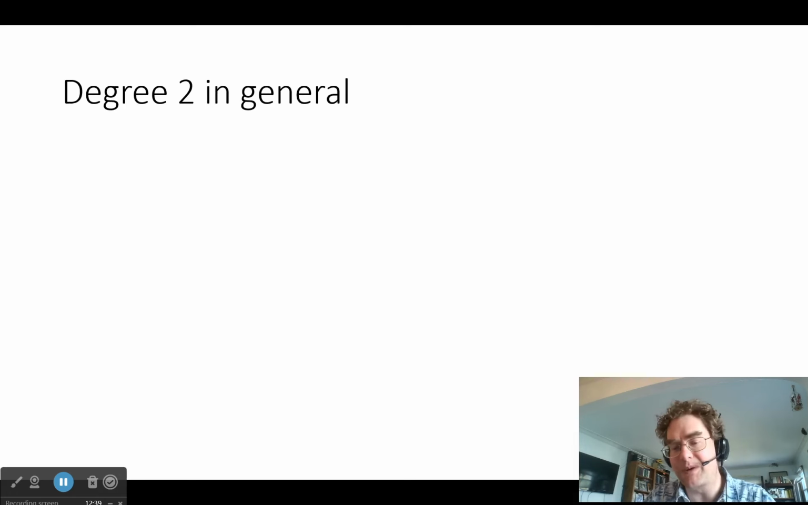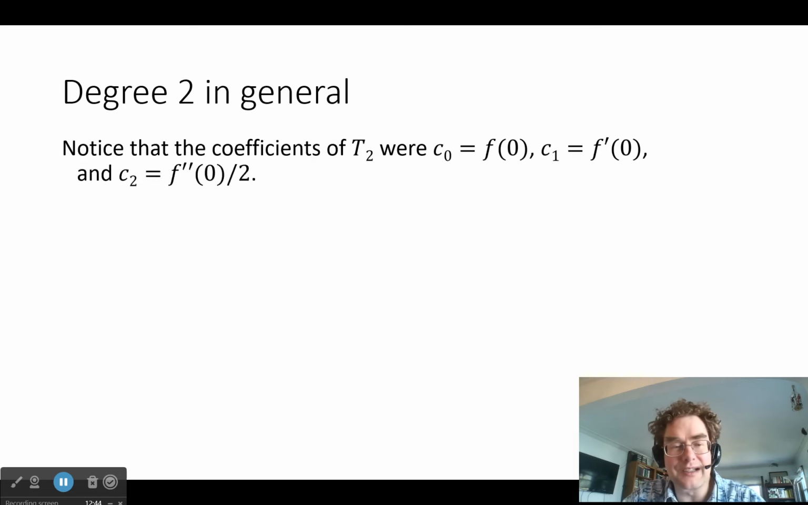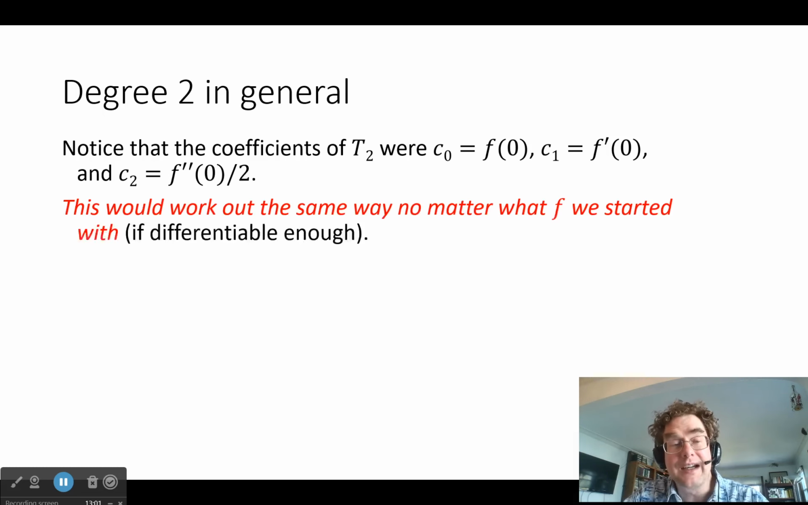We did one specific example. We want to generalize this to a procedure that will work for any function that is differentiable enough. And what we saw here for our coefficients of the degree 2 Taylor polynomial were f of 0, f prime of 0, and f double prime of 0 over 2. And there's really nothing special about our exponential function base e. That is always what is going to happen, as long as your function is differentiable enough. It's got to have at least up to a second derivative for this process to go through. But if it does, it's going to work out the same way.